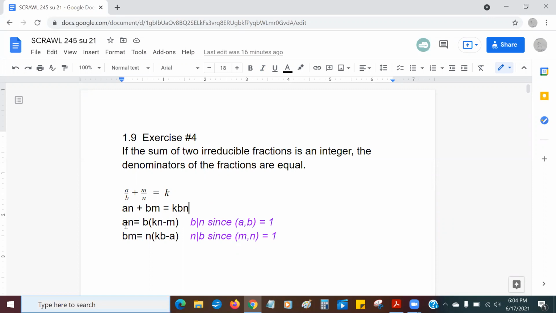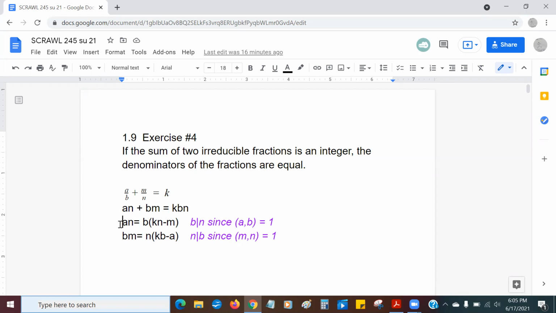I solve for an by bringing the bm to the other side, so an is equal to b times (kn minus m), and I don't care what that is; it's just some number. And going back to that same equation, solving for bm, I get bm is equal to n times (kb minus a), which again I don't care about. What I really care about is these two equations here.